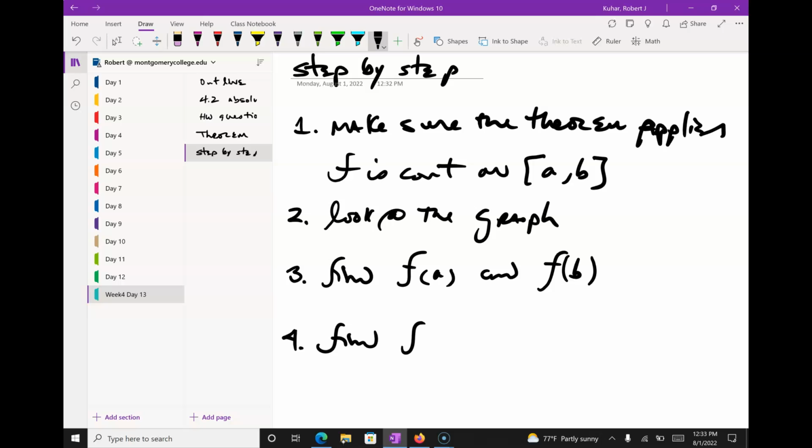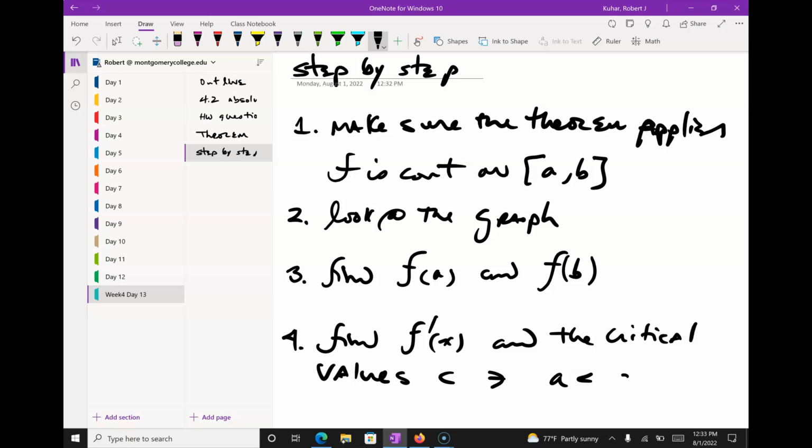We want to find f prime and the critical values c such that a is less than c is less than b. I don't care about critical values outside of my closed interval, and I don't care about my critical values on the endpoints.